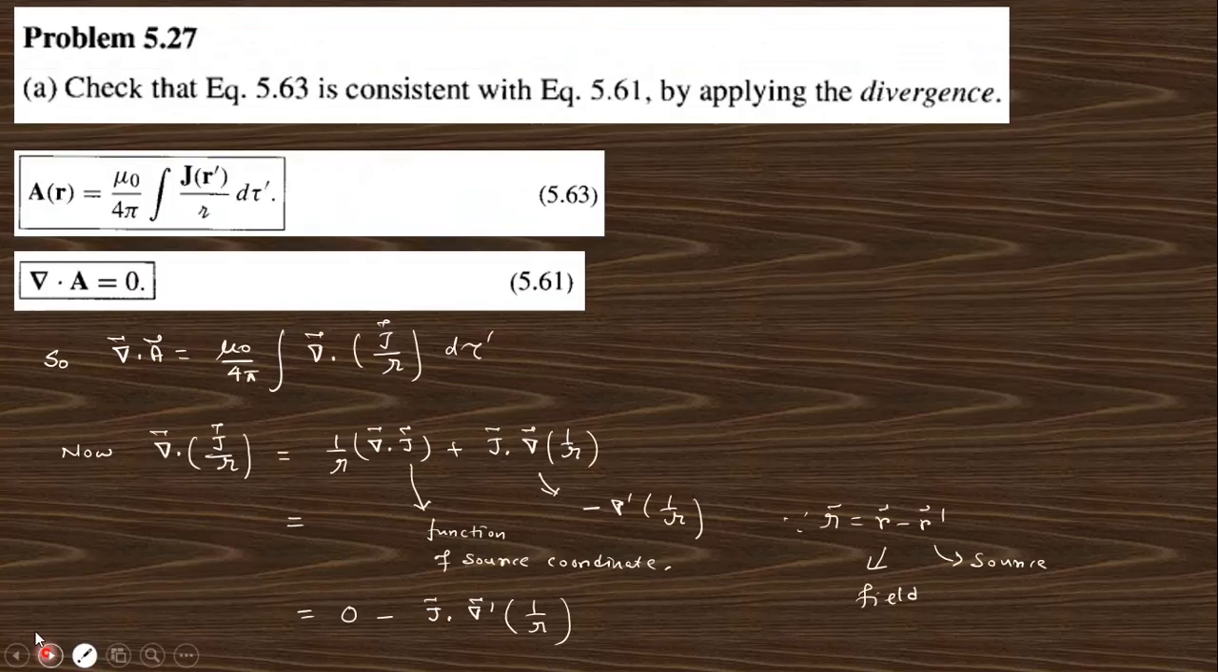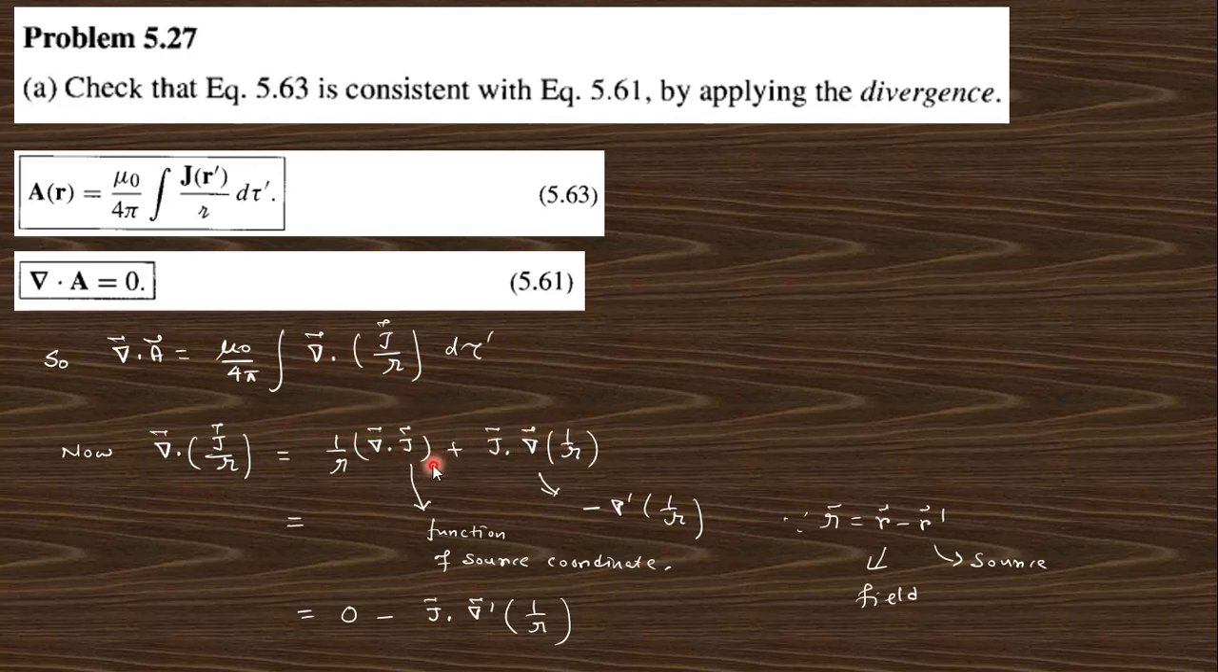Next question says: check that equation 5.63 is consistent with equation 5.61 by applying the divergence theorem. So using the divergence theorem you need to check that this equation is consistent with that equation. So A of r equals like that. Now you need to find the divergence of this. From a vector identity we can take this one.